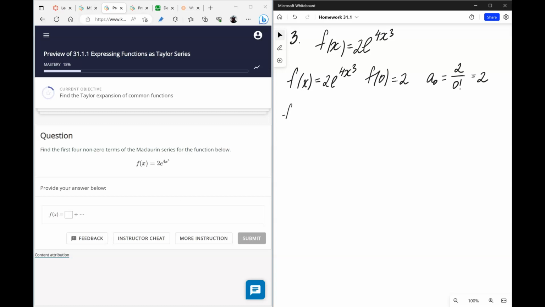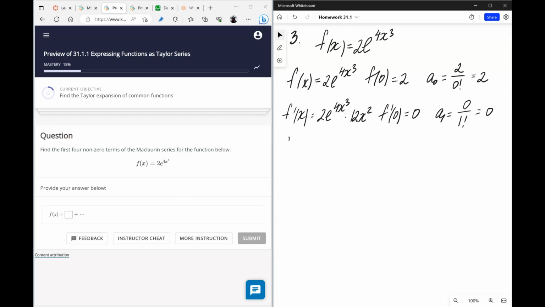And the answer is 2. Now we take the derivative. It's going to be 2e to the power 4x cubed times 12x squared. And we evaluate the derivative at 0. And we get 0. So the first coefficient will be 0 divided by 1 factorial, which is 0.